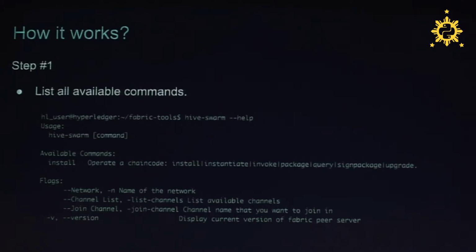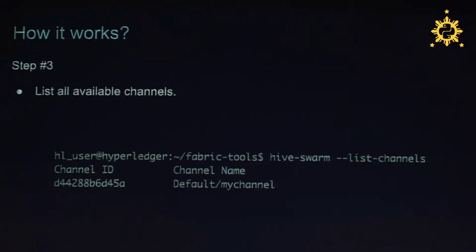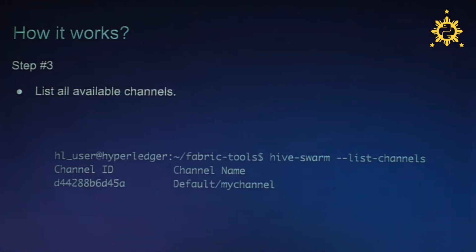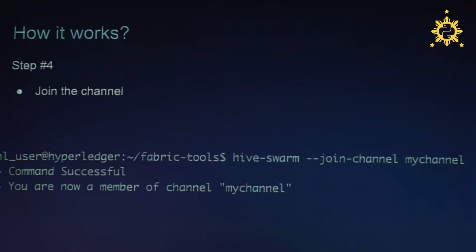It's currently a command line tool like this. So you have Hive Swarm. You can install it locally, or we can have it hosted for you. Hive Swarm is for hospital inventory. And then you can make channels as well. When you make channels, it's basically grouping together hospitals that you want to show your data to. For example, you want to make a Bataan Hospital Network. You can make a channel for that, and then you can join the channel as well.